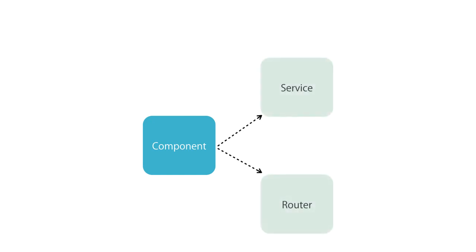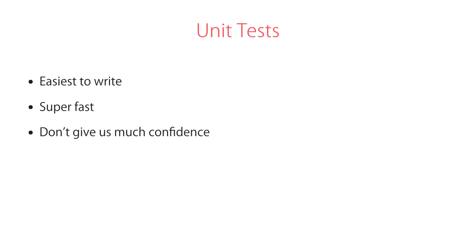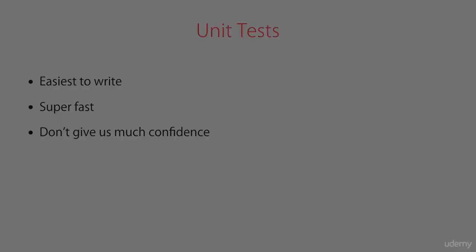So if our component is using a service to talk to an API endpoint, we're going to give it a fake instance of that service. We assume that service is doing its job properly, and we just want to focus on the functionality of the component. Or similarly, if the component is using a router, again, we're going to give it a fake router, not a real router that works with the browser API to take the user to a different page. Unit tests are easiest to write, they're super fast, but they don't give us much confidence about the functionality of our application. So let's take a look at an example.